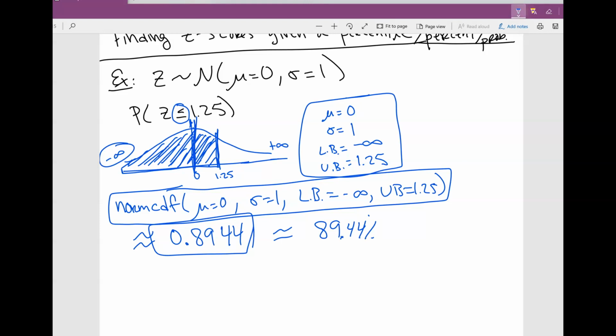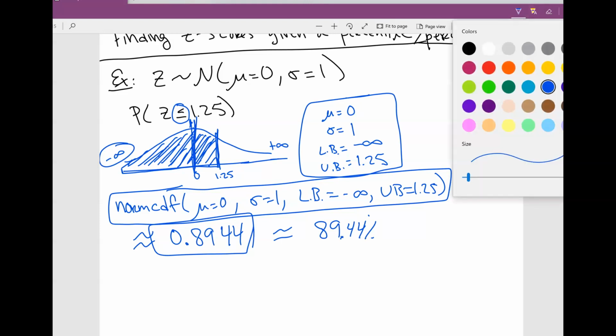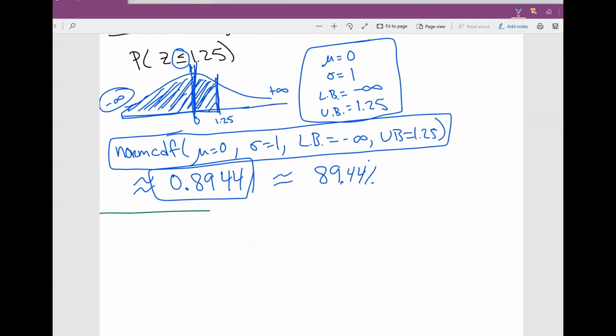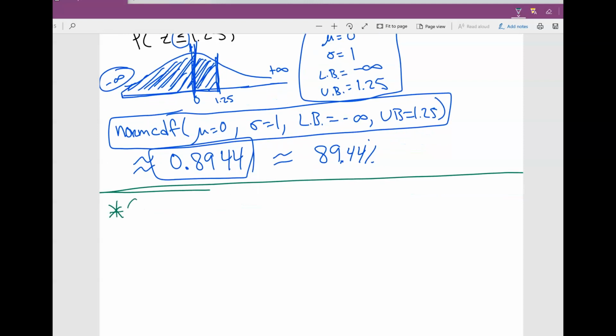Now that we are given the probability, we want to find the z-score. So now we are given the probability, and we want to find the z-score. How would you do that?